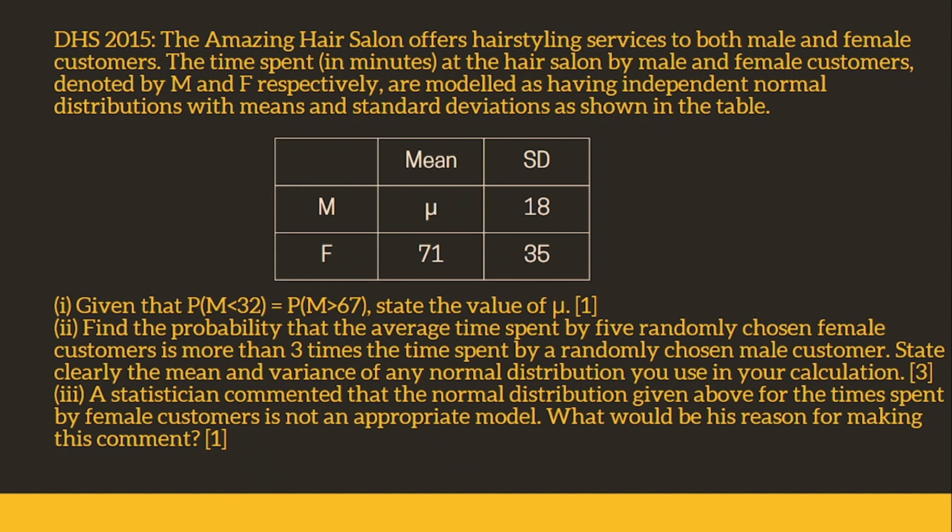Then find the probability that the average time spent by 5 randomly chosen females is more than 3 times the time spent by a randomly chosen male customer. State clearly the mean and variance of any normal distribution used in your calculation. Then the last part is commenting on whether the times are represented by an appropriate model.